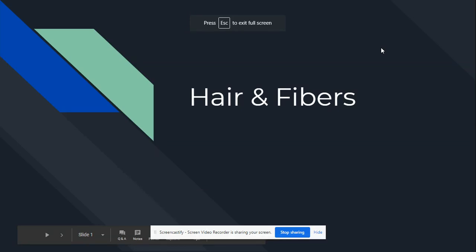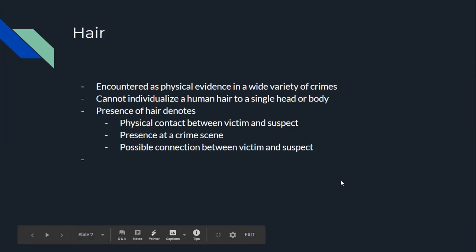So today we're going to be talking about hairs and fibers and their significance to crime scenes, how to collect it, and what information we can pull from them. So we're going to start by talking about hair.